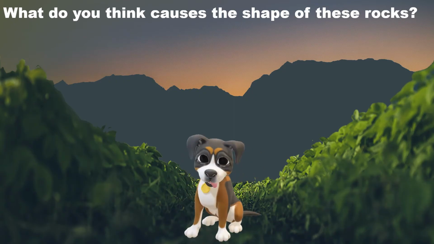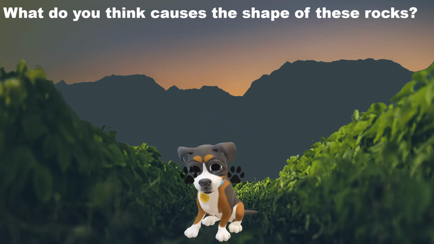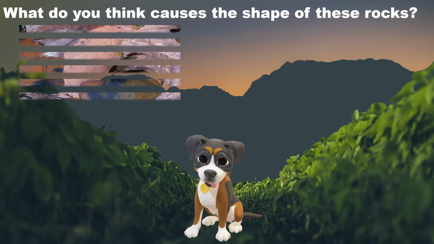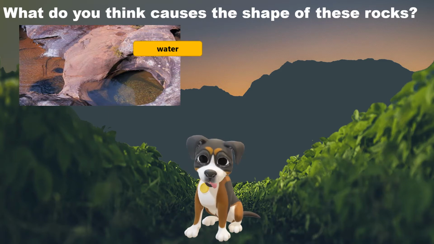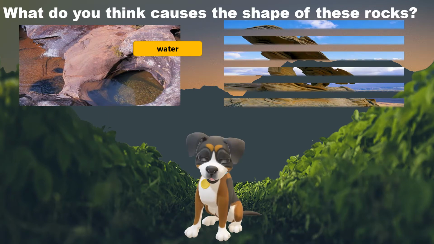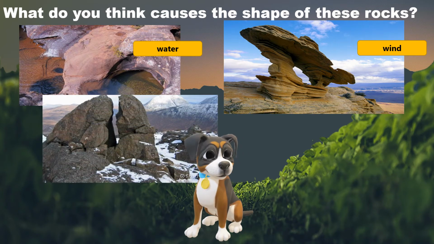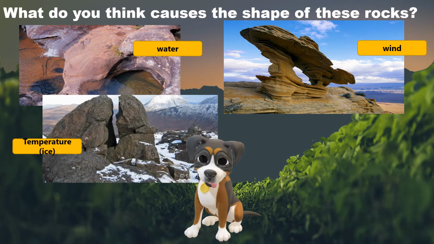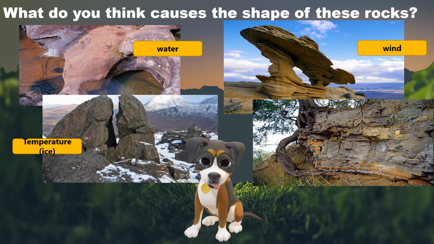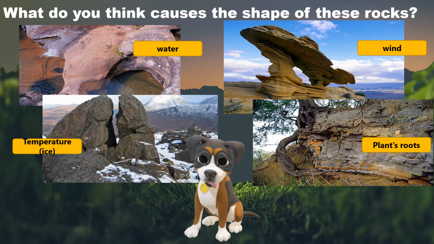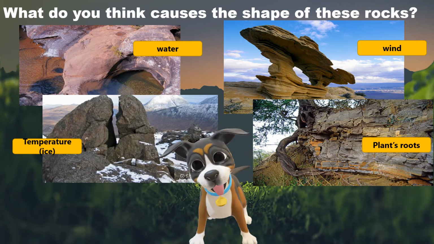Here comes Mr. Doggy. He will help us identify the cause of these weathered rocks. Right, Mr. Doggy? Yes. The shape of this rock is caused by water. And this one is caused by wind. How about these rocks? It is caused by temperature or melted ice. Look at these rocks. Their shapes are caused by the plant's roots. Well done! Thank you, Mr. Doggy.